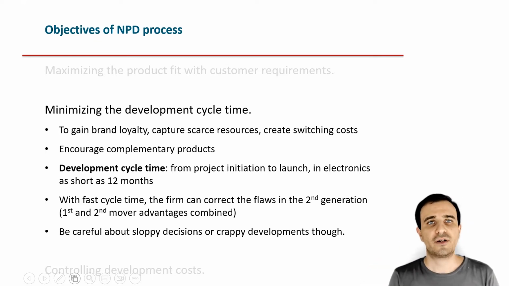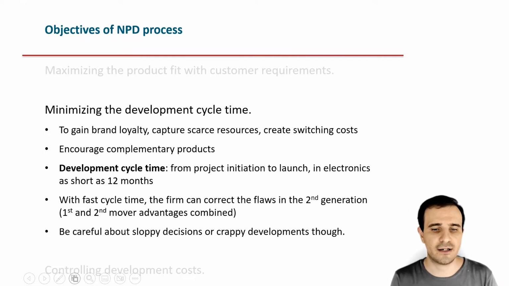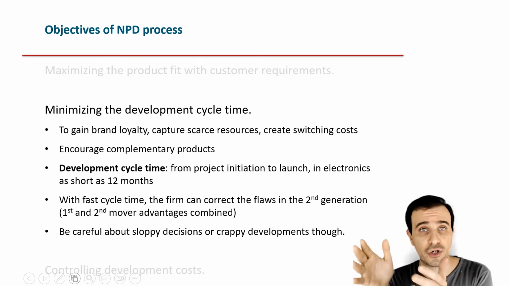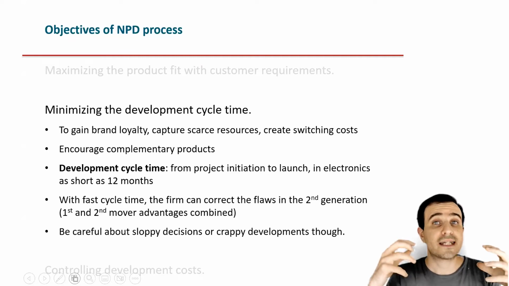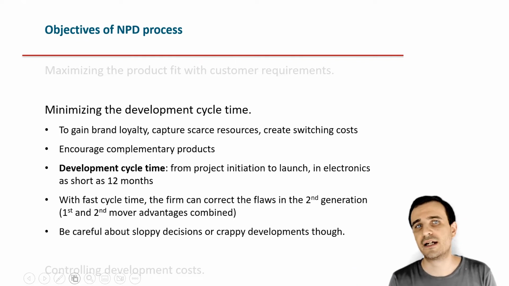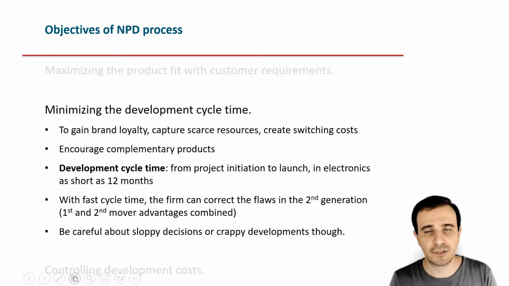So we discussed the benefits of minimized cycle time. What is the cycle time? The cycle time is essentially all the time that it takes from a project initiation until the commercial launch in the market. This development cycle time depends on industry. In electronics, it's very short, 12 months. In automotive, development cycle time is minimum, generally like 18 months.